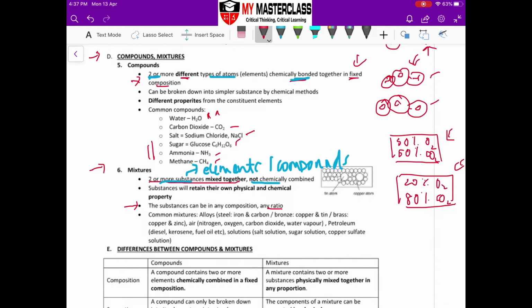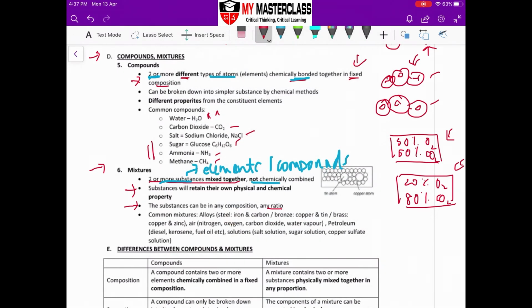Substances will retain their own physical properties and chemical properties in a mixture. So same thing back in this box, right? This 50% oxygen will still have oxygen's properties. This 50% carbon dioxide will still have carbon dioxide's properties. So their properties do not change. Okay?